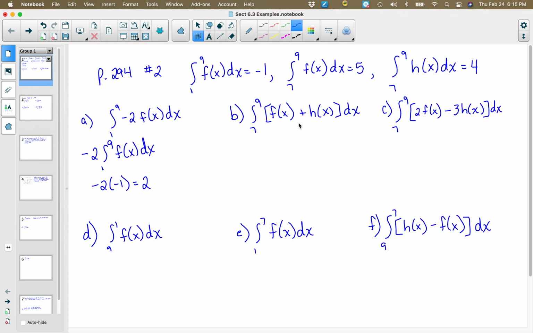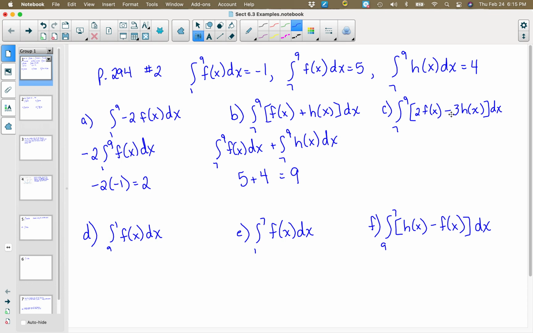So here I am going to use the rule that says that functions can be added. So you can actually split this apart and say the integral from 7 to 9 of f of x dx plus the integral from 7 to 9 of h of x dx. And then we were told that this one is 5 and this one is 4. So we get 9.